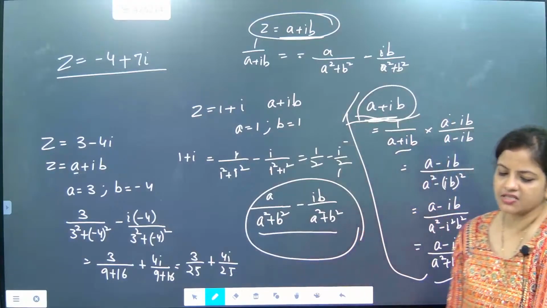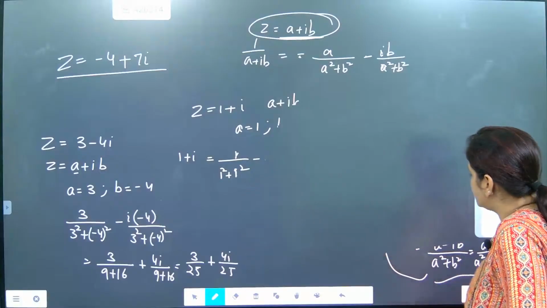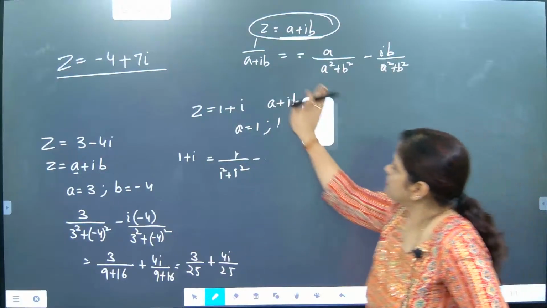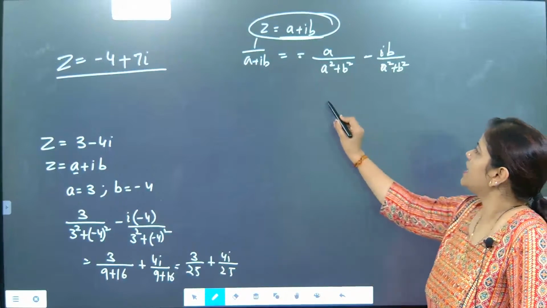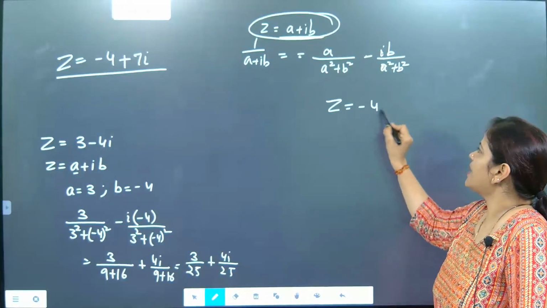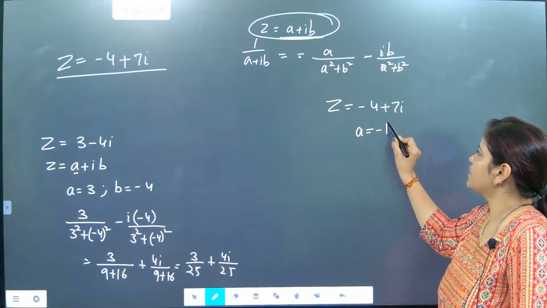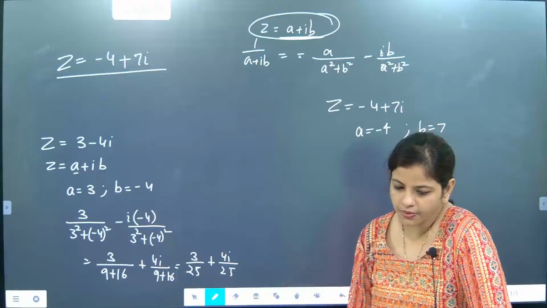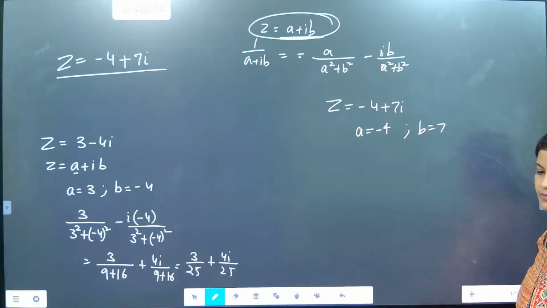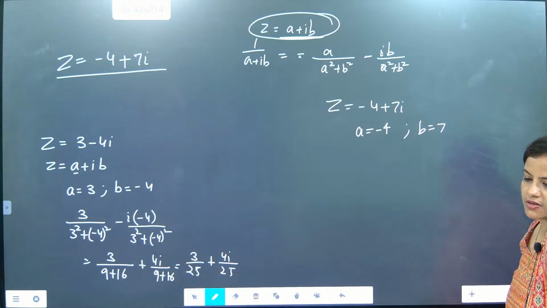Come on, give the answer now. I have given a question. What is the question? z is equal to minus 4 plus 7i. Instead of a, what is there? Minus 4. Instead of b, what is there? 7. Come on, go for it. Here a is equal to minus 4 and b is equal to 7.